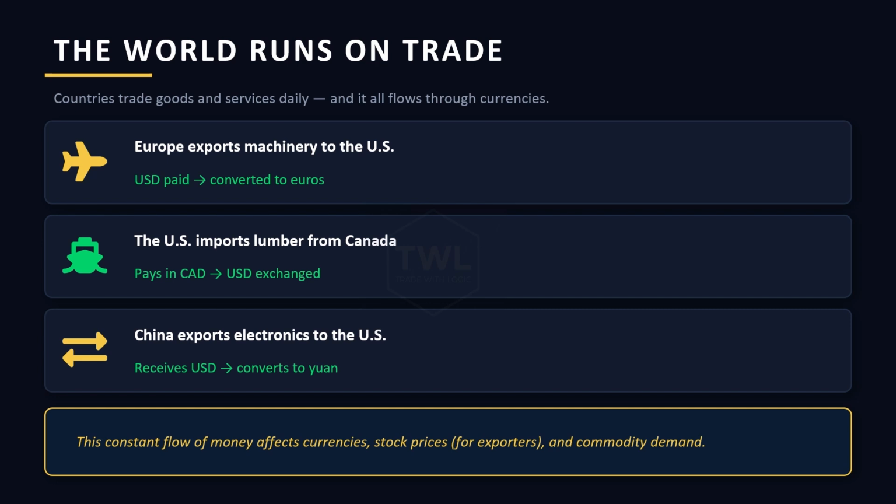Now, here's why this matters to you as a trader. Every single one of these transactions is happening thousands of times a day, all over the world. And every time money gets converted from one currency to another, it nudges the price of that currency just a little. Multiply that by millions of transactions, and you start to see why currencies move the way they do.